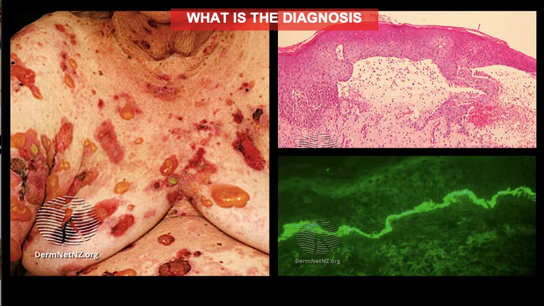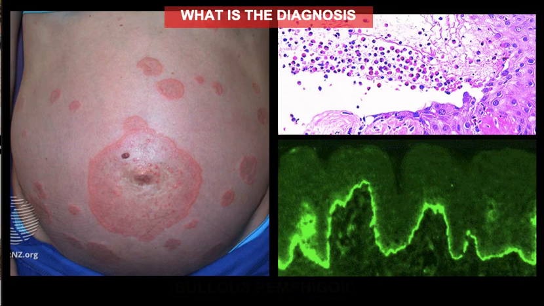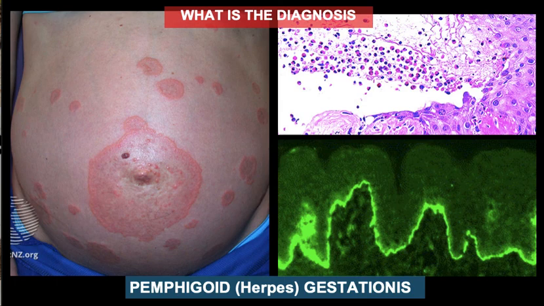So the first example, we see these bullae formation, angry-looking bullae formation on this poor patient. And then the bullae formation is basically subepidermal. When you do DIF staining, the IgG will highlight the basement membrane in linear fashion. So this is BP or bullous pemphigoid. And then the same features we see with pregnancy in pemphigoid gestationis, or sometimes it is called herpes gestationis.